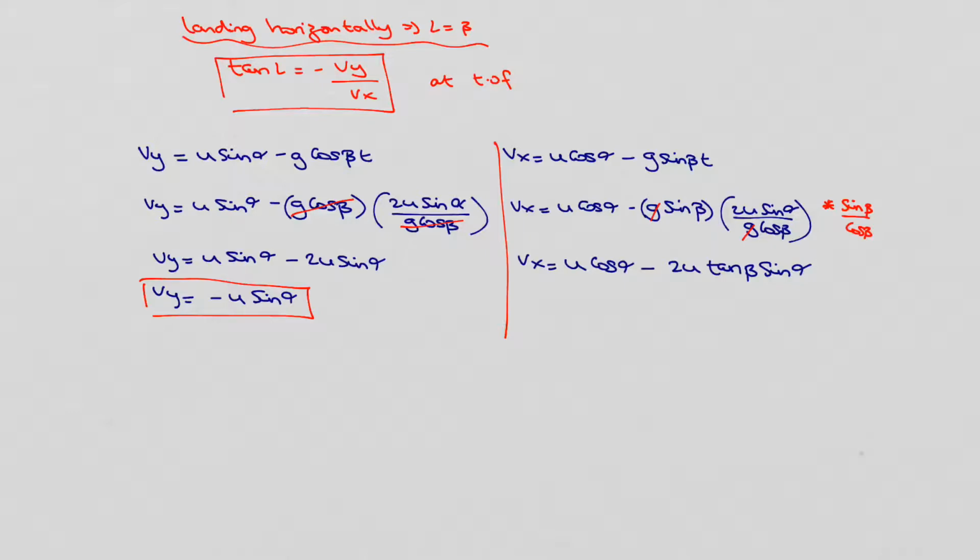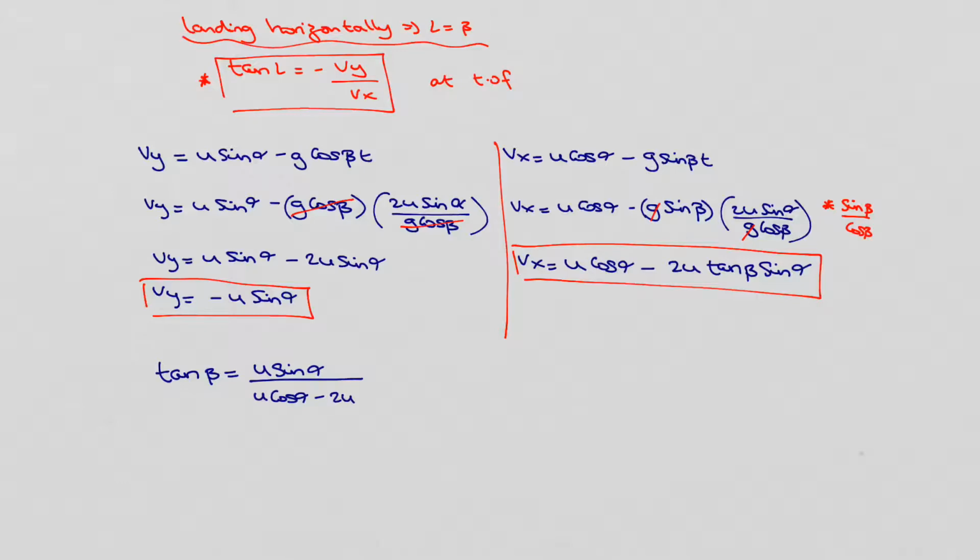So now we have v in the x direction and we have v in the y direction. So now I'm going to put that all into my landing angle formula. So we know that the landing angle, of course, is also beta. So rather than L, we're now going to say tan beta for the landing angle is equal to minus Vy. So that's going to be minus minus u sine alpha, which is going to become plus u sine alpha. And that's all over v of x. Well, v of x is u cos alpha minus 2u tan beta sine alpha.